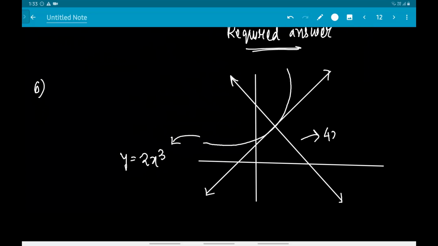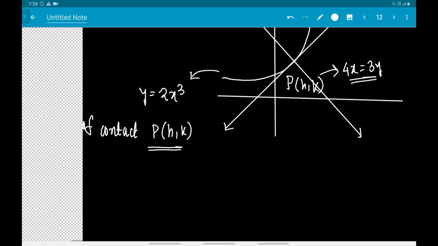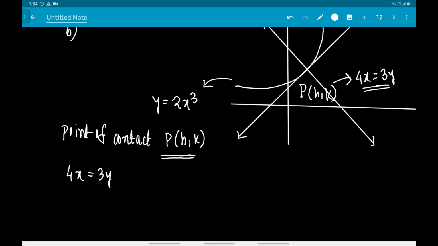So the line is 4x equal to 3y. It is given that this tangent is perpendicular to this line, and we have to find the values of h and k. That means the point of contact P has coordinates h comma k. Now the equation of the line is 4x equal to 3y. So what is the slope of this line? y equal to 4 by 3 x.